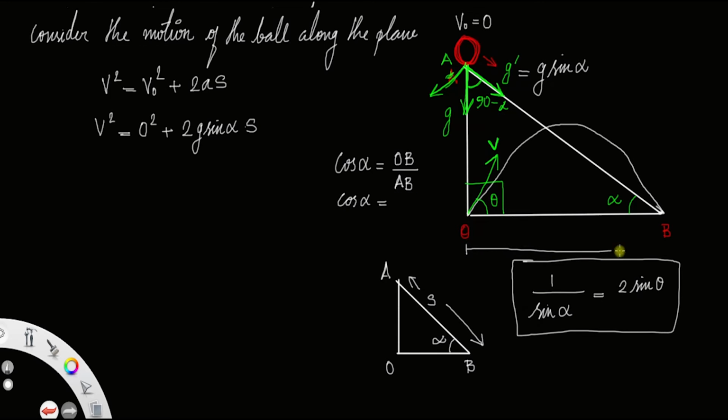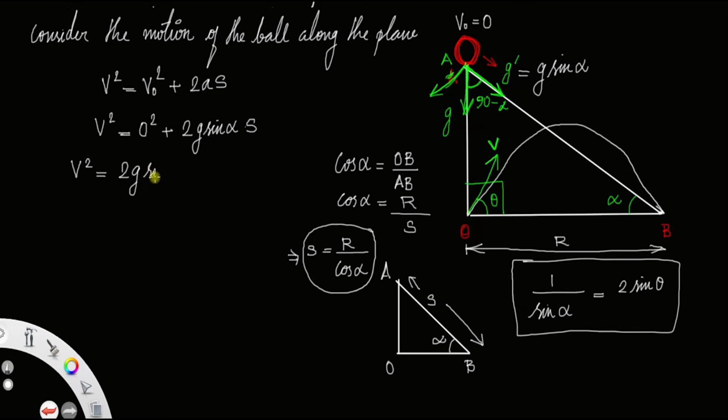See, if you take the length OB, that actually means OB is, for this triangle, the base, and for the projectile it is the range. We call the horizontal distance covered by the projectile as range. So you can take OB as range of the projectile R divided by AB is S, which implies S is equal to, taking this cos alpha to the right, S equal to R by cos alpha. Clear? We can plug in the value of S in here. So v square is equal to 2g sine alpha into R divided by cos alpha. Let's call this as equation number 1.